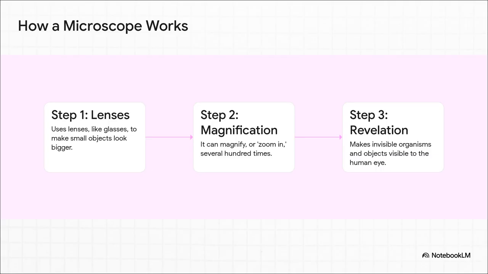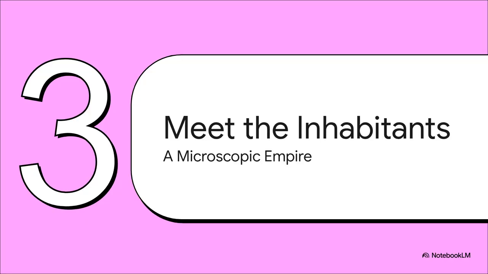It's actually pretty simple. Think of it in 3 steps. First, it uses lenses, like the ones in glasses, to bend light. Then, step 2, that bending of light acts like a super powerful zoom, making things look hundreds of times bigger than they are in real life. And finally, step 3, bam, the magic happens. The invisible becomes visible. Okay, so we've got the key. Let's unlock the door and meet some of the incredible inhabitants of this tiny world.